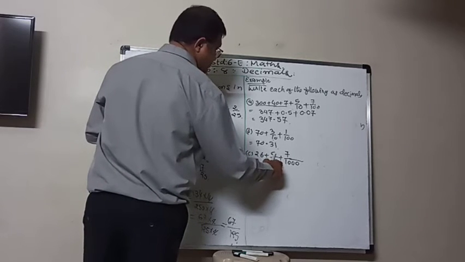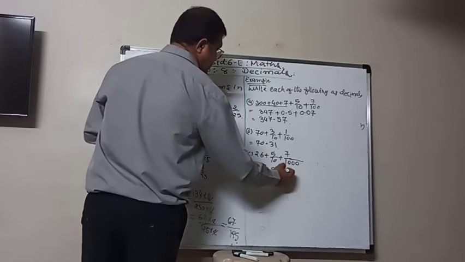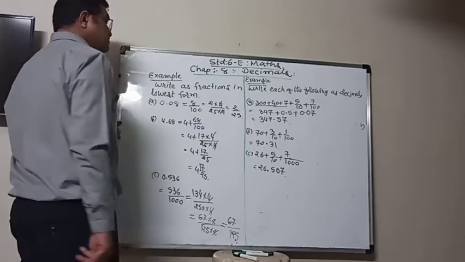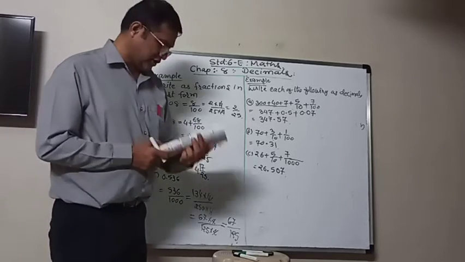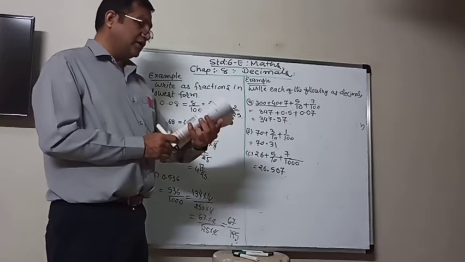So that will be 26.5, but in the hundredth place there is 0 because there is no place, and 7. So it is written as 26.507 and so on.